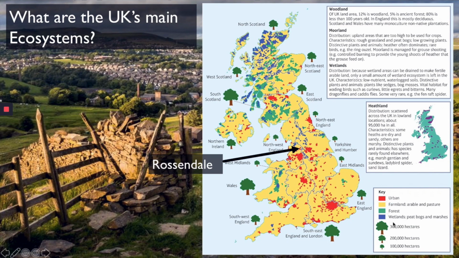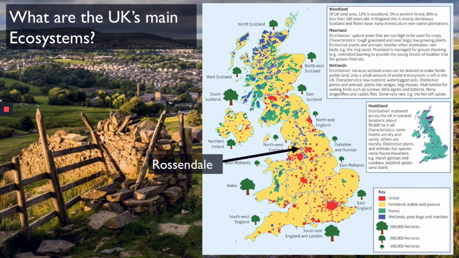So our predominant ecosystem within the Rossendale Valley should be wetlands and bogs. Wetlands and bogs occur in our moorland ecosystem as well. So these moorland ecosystems and wetland ecosystems work hand in hand. Whenever we find a wetland ecosystem, we will find a moorland ecosystem as well. So our main two ecosystems that we're likely to see in the Rossendale Valley are our wetlands and our moorlands.